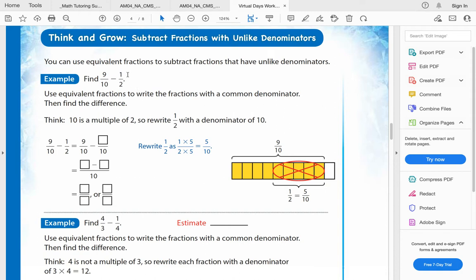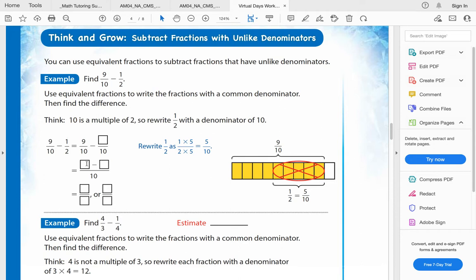So now this is a nice easy one because 1/2 is one of our benchmark fractions that we've talked a lot about. So we know that 1/2, if we were to convert that to tenths, we would rename it 5/10. So they show that here. 9/10 minus 1/2 equals the same thing as 9/10 minus 5/10.